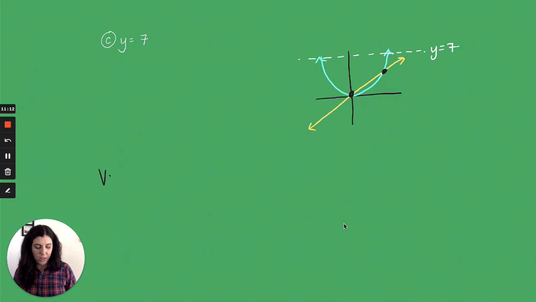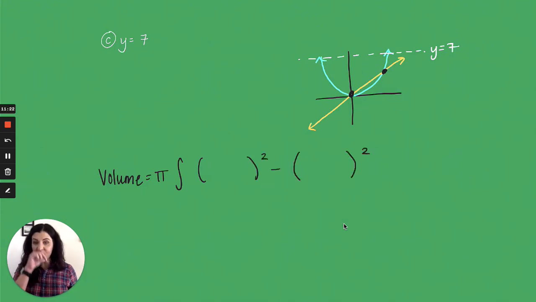We're going to set up the bones of our equation. So the bones of our equation is volume equals pi times the integral of something squared minus something squared. Now, I'm rotating it around y equals 7. So this time I'm rotating it up instead of down, but I'm still rotating it this way. So anytime you're rotating it this way, that is a dx. So I'm going to have a dx here. My bounds have not changed, so I'm still going from 0 to 2. Those are in terms of x.